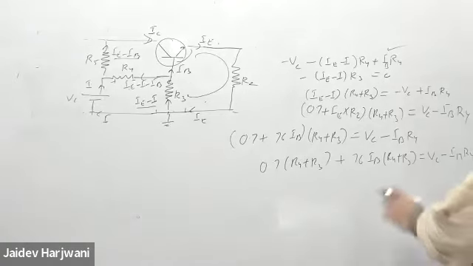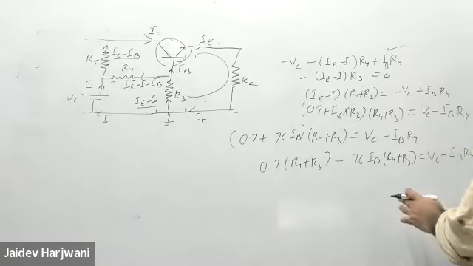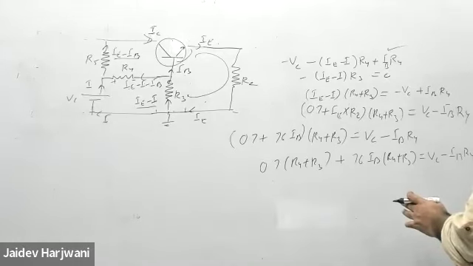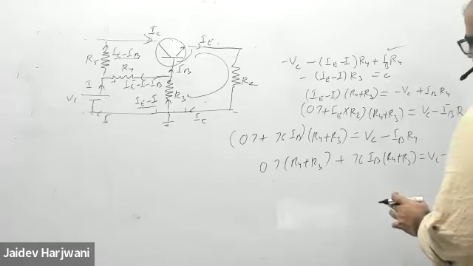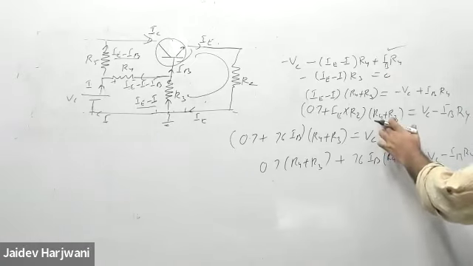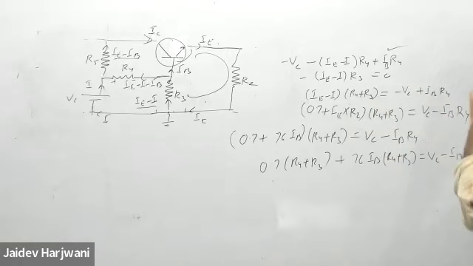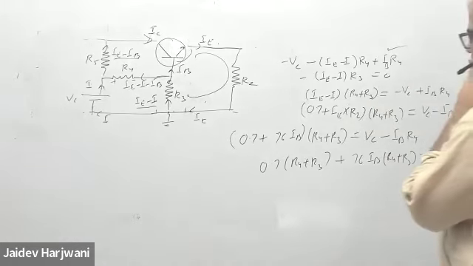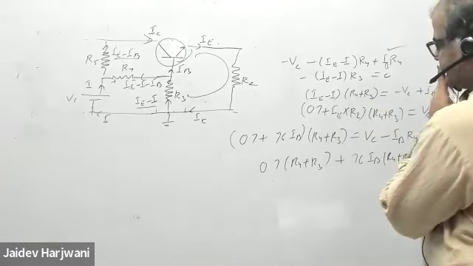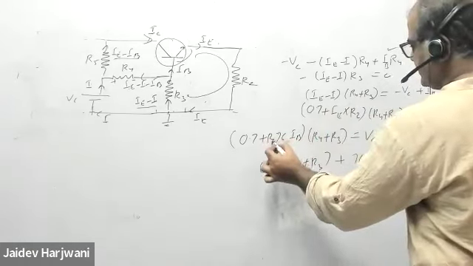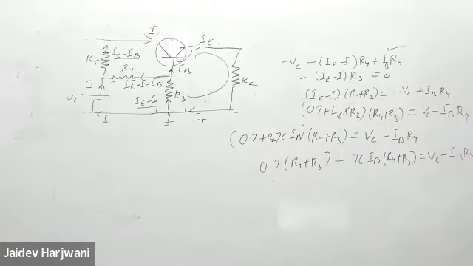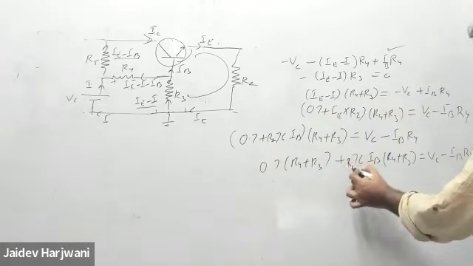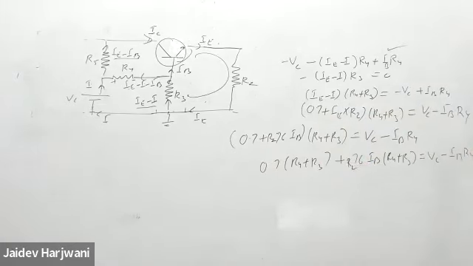Sir, now in the second last statement, 76 IB into R2 also there? 76 IB into R2, R2 also there. Yes. Correct. Yeah, R2 also there. Very good. Okay. So tell me, now after solving this one for IB, what should come?